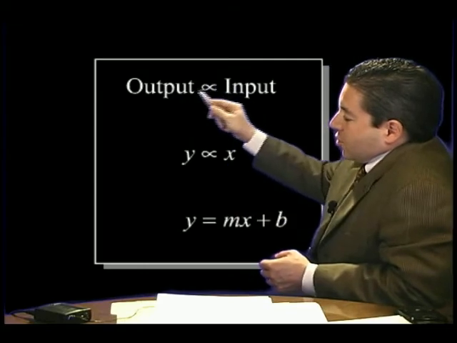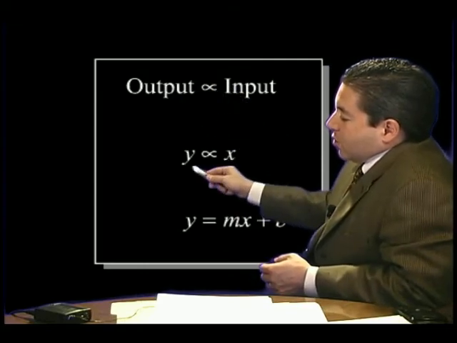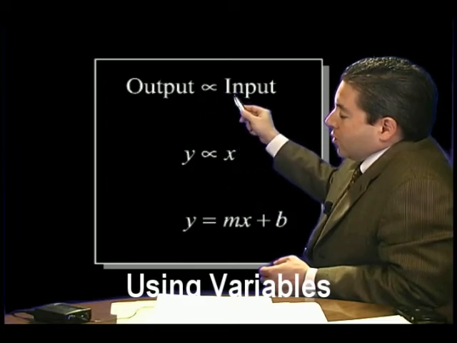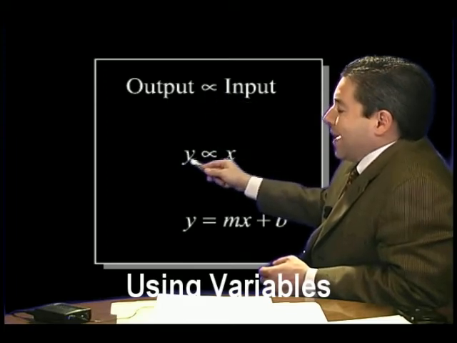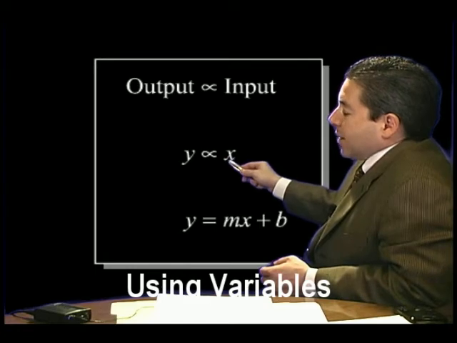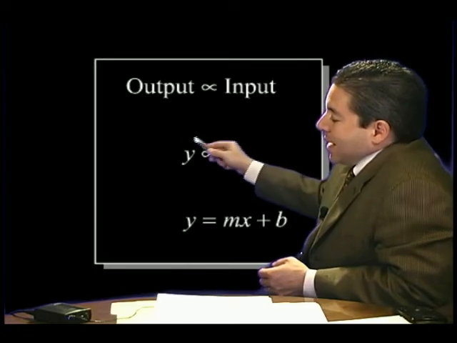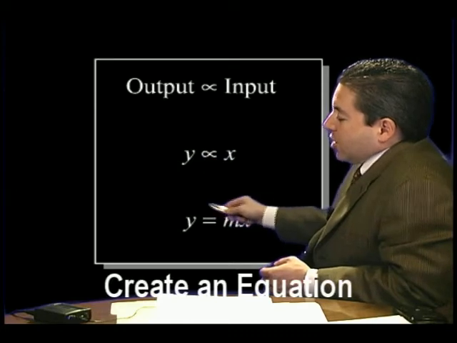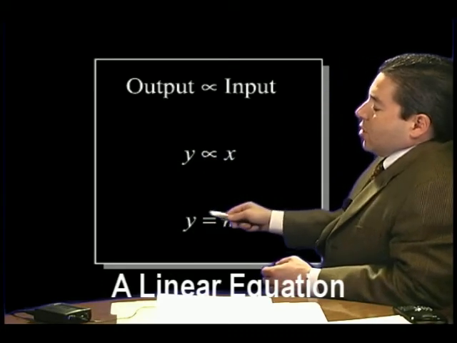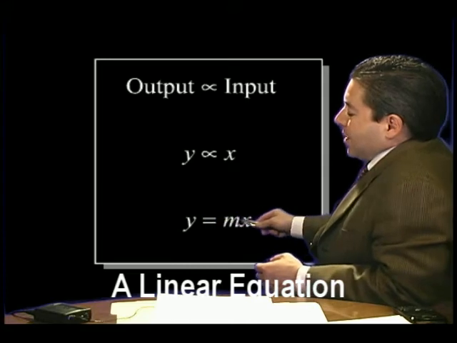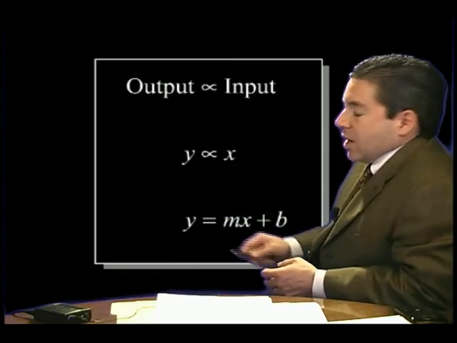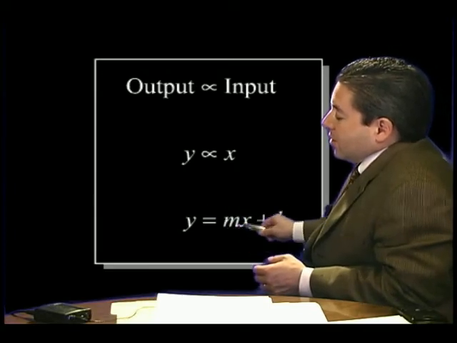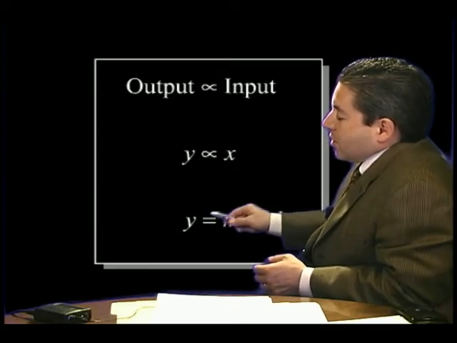Of course, we typically don't write equations this way. We use variables such as x and y, so output being proportional to the input is y is proportional to x. And then we can make that proportional relationship into an equality by changing it into a linear equation, y equals mx plus b, which is a typical way of formulating a linear equation, not the only way, but the way for the purposes important for the MCAT.